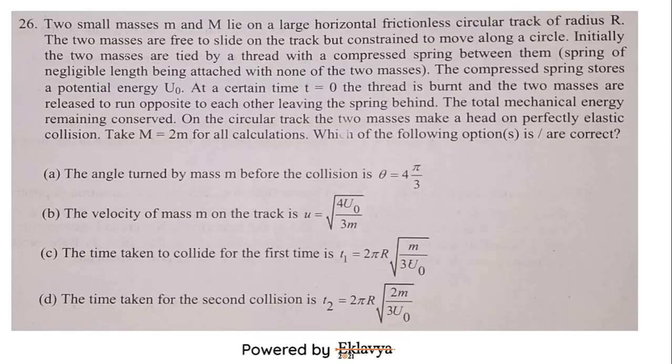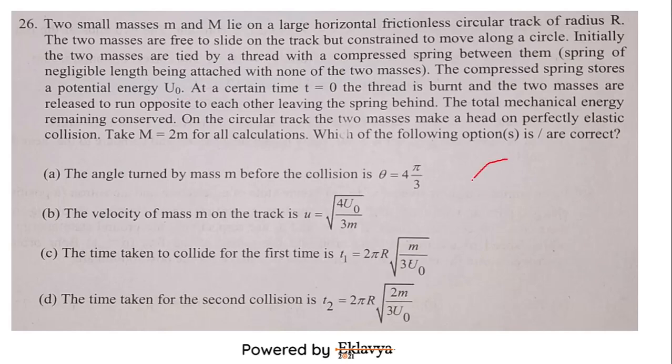Okay, so we are now looking at question number 26. It says 2 small masses lie on a large horizontal frictionless circular track of radius r. The 2 masses are free to slide on the track but constrained to move along the circle. Initially, 2 masses are tied by a thread with a compressed spring between them. Spring of negligible length being attached with none of the 2 masses. The compressed spring stores the potential.